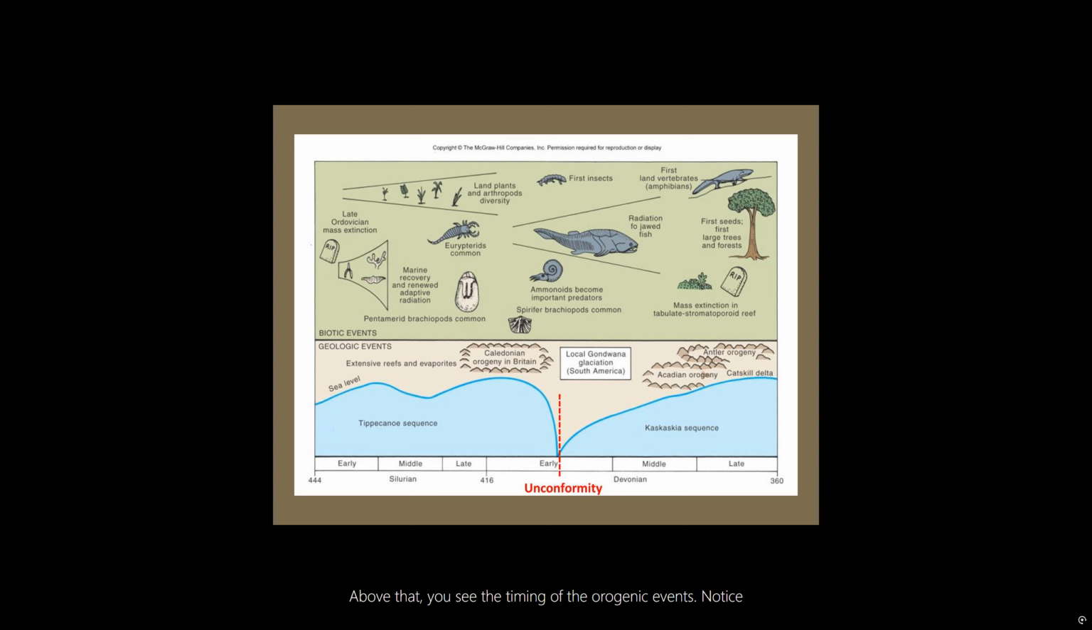Above that, you see the timing of the orogenic events. Notice that Gondwana glaciation occurs at the time of the unconformity. Could it be possible that this is the reason for sea level dropping?